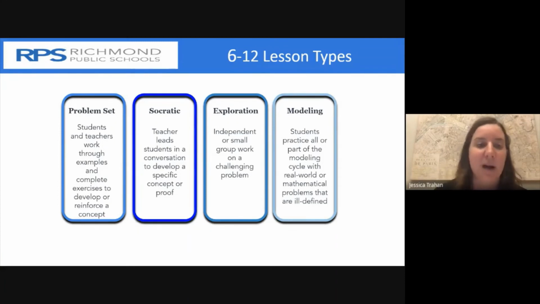And then lastly, modeling. Students will practice all or part of the modeling cycle with real-world and mathematical problems. I think there's about one per module in grades 6 and 7, and then maybe about two or three per module in grade 8. These are really here to set students up for the type of math that they might experience in grades 9 through 12.